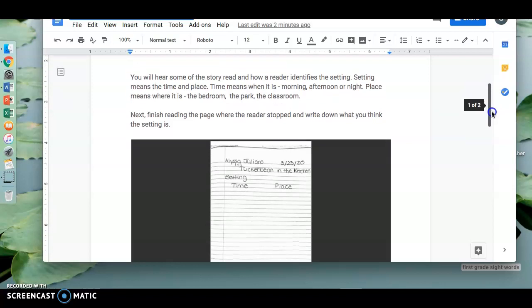Setting means the time and place. Time means when it is, morning, afternoon, or night. Place means where it is, the bedroom, the park, the classroom.